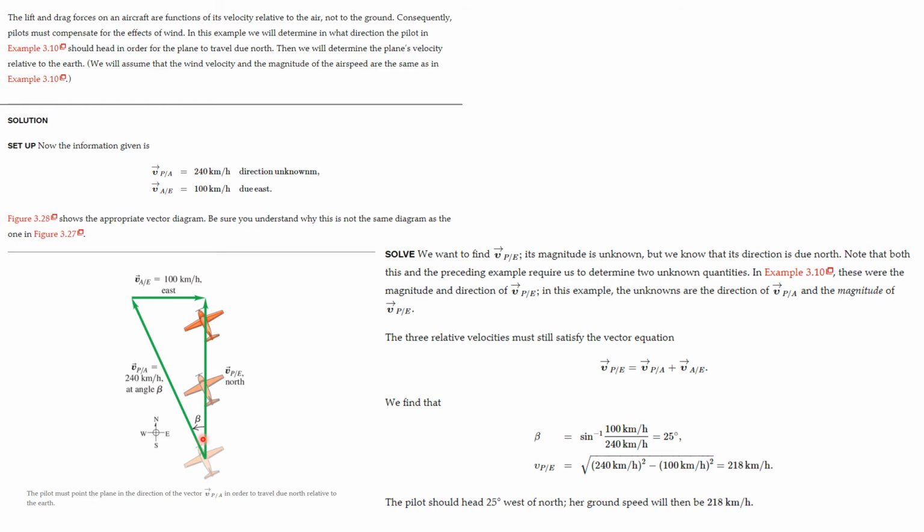Okay, so beta in this case: we know the opposite side and we know the hypotenuse, so that's the sine. So beta is the inverse sine of 100 over 240. If you put that into your calculator, you'll get 25 degrees. And this dimension is the square root of 240 squared minus 100 squared, which is 218 kilometers per hour. So the pilot should head 25 degrees west of north, and her ground speed will be 218 kilometers per hour.